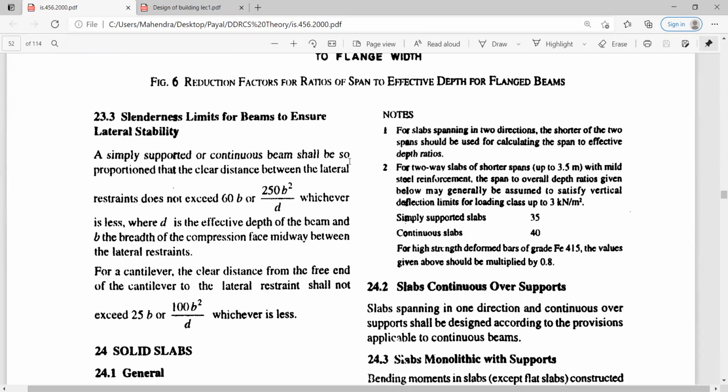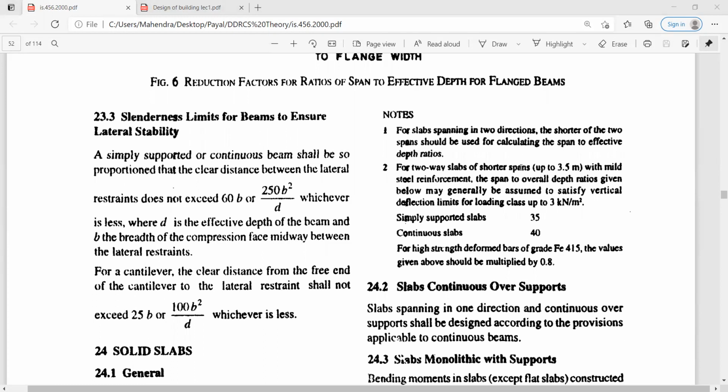For two-way slabs, as we are going to design for the two-way slab, here as per this clause, that is 24.1 of your IS 456/2000, what they have told you is, for two-way slab of the shorter span up to 3.5 meter, if mild steel reinforcement is used, the span to overall depth ratio may generally be assumed to satisfy vertical deflection limits for loading class up to 3 kilonewton per meter square.